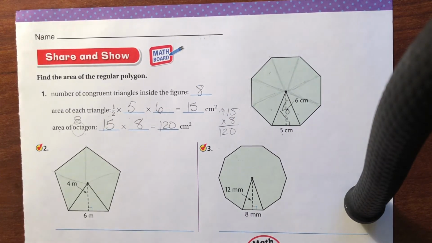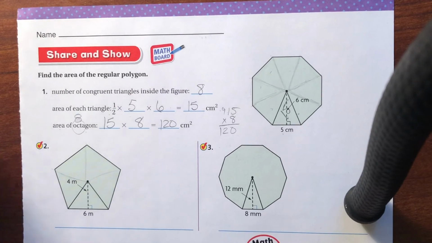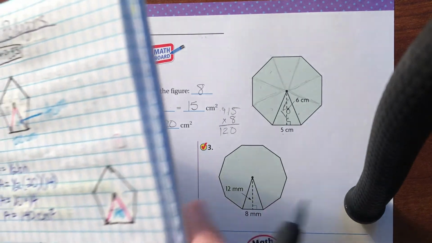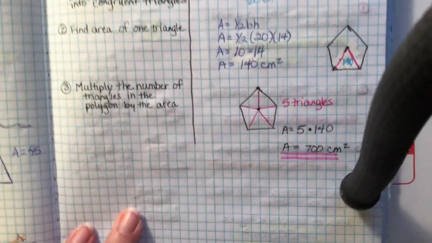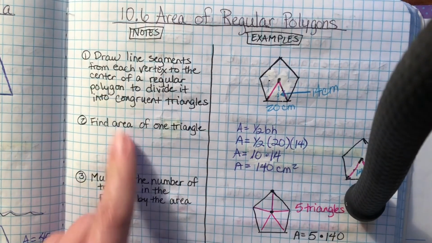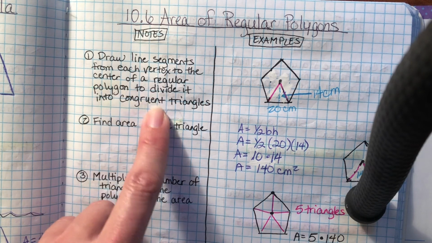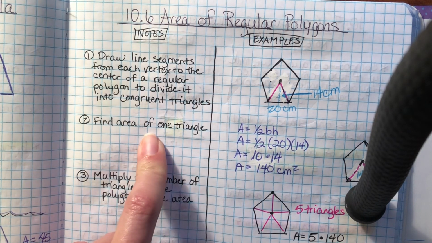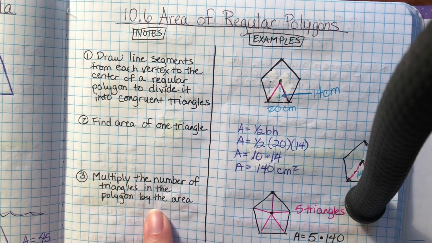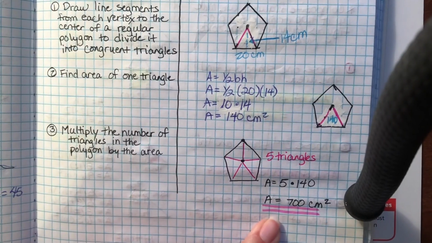All right, let's take a look at our notes. So today we are on, what, 10.6, right? Okay. Area of regular polygons. Let's go here first. So you draw line segments from each vertex to the center of the regular polygon to divide it into congruent triangles. Find the area of one triangle, multiply the number of triangles in the polygon by the area, and you're going to get the answer.